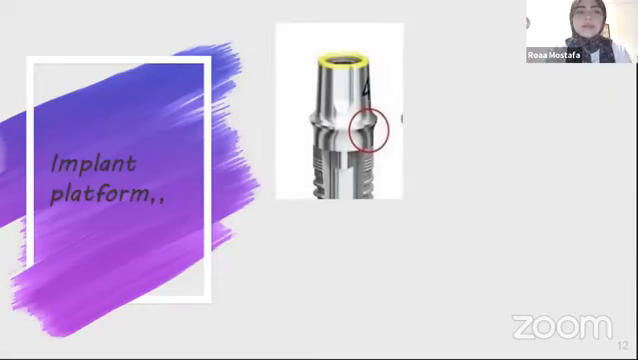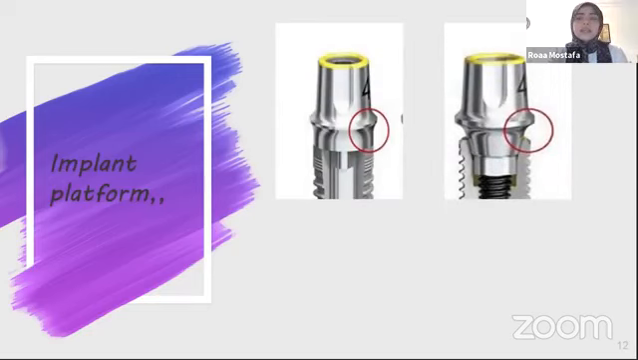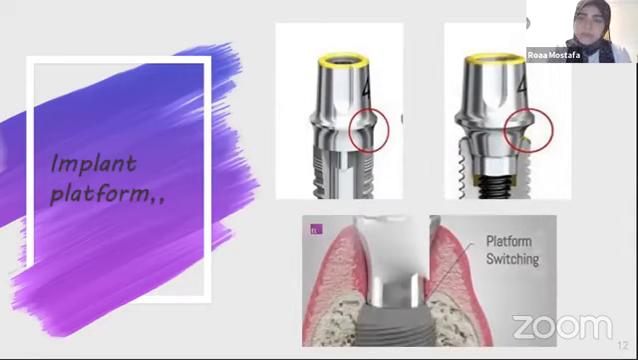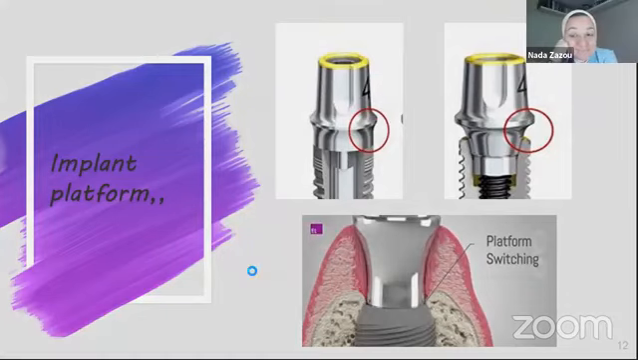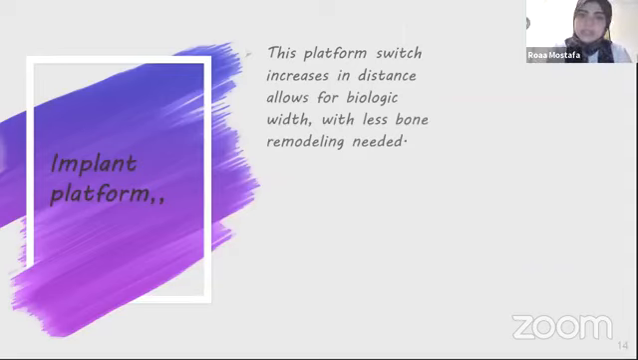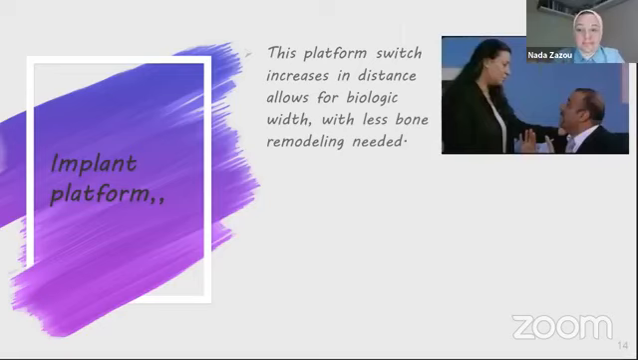Okay. Going back to the platform. In platform switched implants, we have more area for more bone to grow and for the biological width. So lately, every study and every paper have been talking about how platform switched implants are very nice and very good. Here, the platform switched implants increase the distance allowed for biological width and less bone remodeling. This could be applied theoretically.